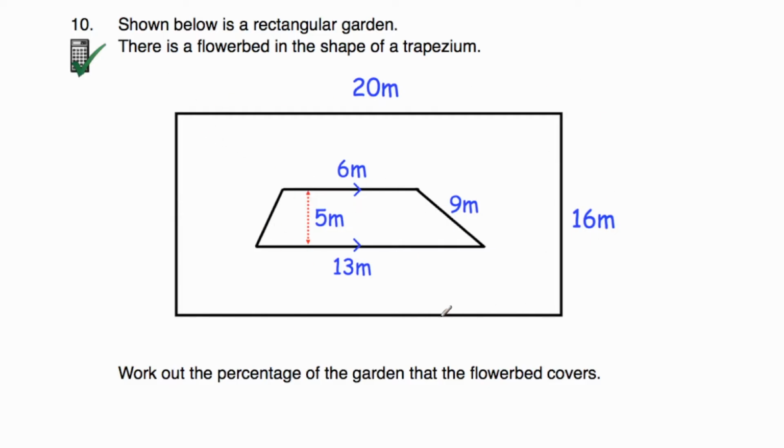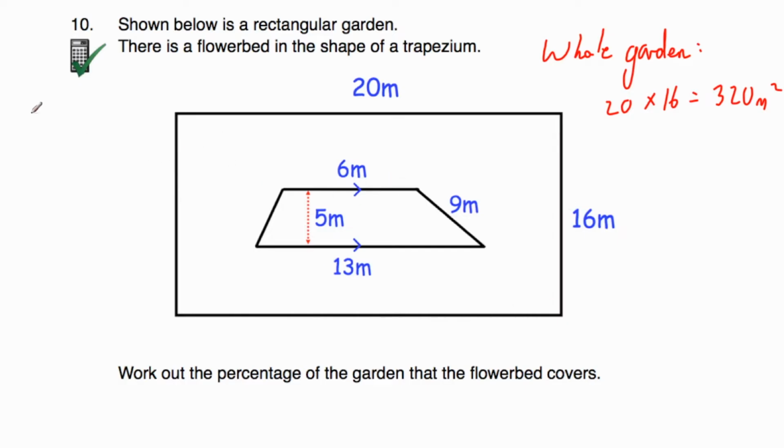So let's find out the area of the whole garden, and let's find out the area of the flower bed, and then we can work out the percentage. So let's start off with the whole garden. It's a rectangle, so we're going to use the length times the width, so we're going to do 20 multiplied by 16, which is equal to 320 meters squared. So that's the area of the whole garden.